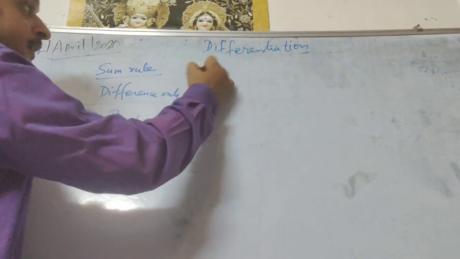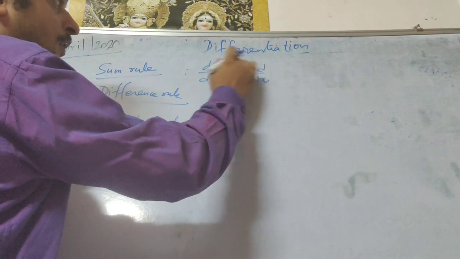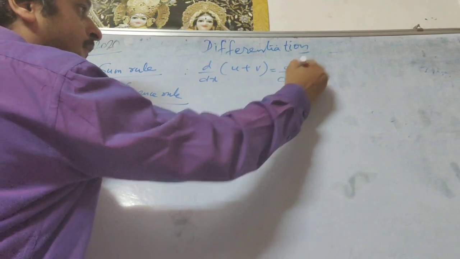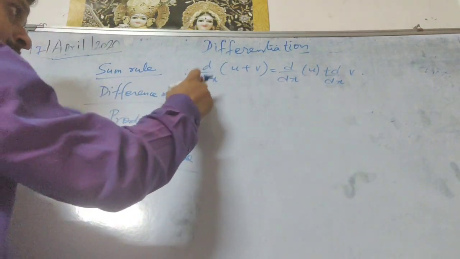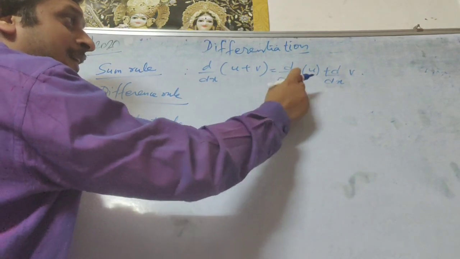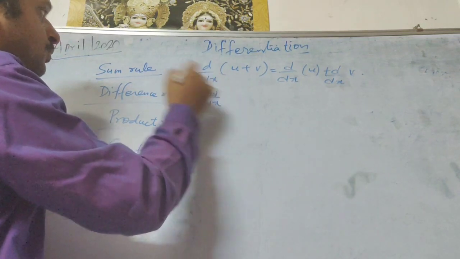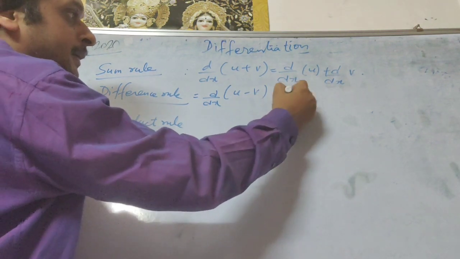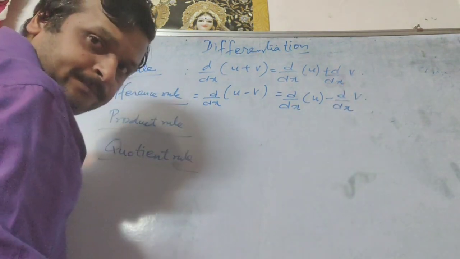So for sum rule, d by dx of u plus v will be d by dx of u plus d by dx of v. That is your sum rule. The differentiation of the sum of two functions will be equal to the sum of the differentiations of the individual functions. The difference rule is similar to your sum rule, just you will have the sign as minus here. So this will be d by dx of u minus d by dx of v.